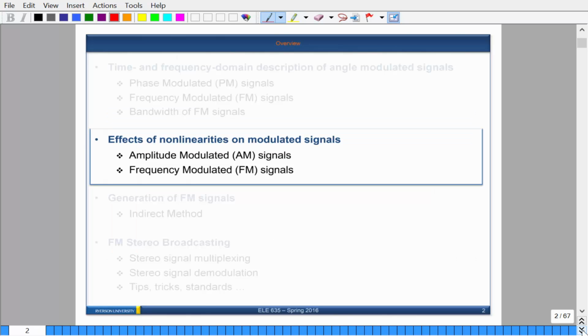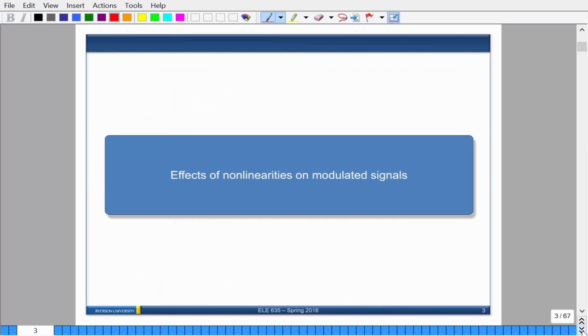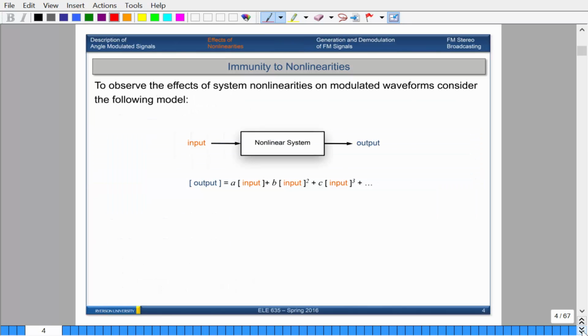So what we're going to take a look at is how non-linearities affect AM and FM signals. Just a brief discussion about how non-linearities affect AM and FM signals. You'll see that it doesn't affect FM, but AM it does, and then we'll talk about how to generate FM signals in general. Okay, so let's review what non-linearities are.